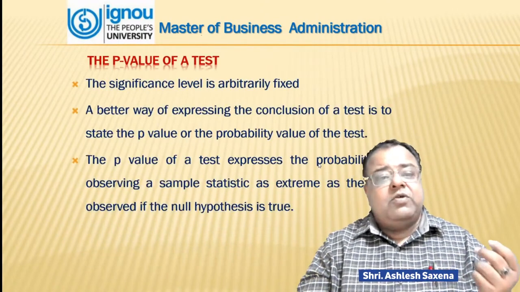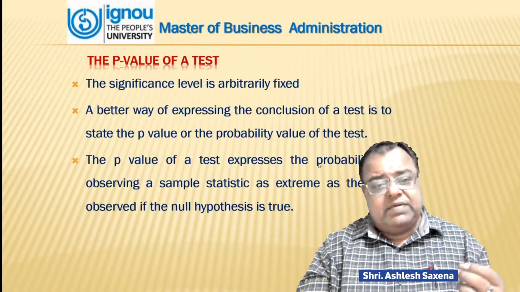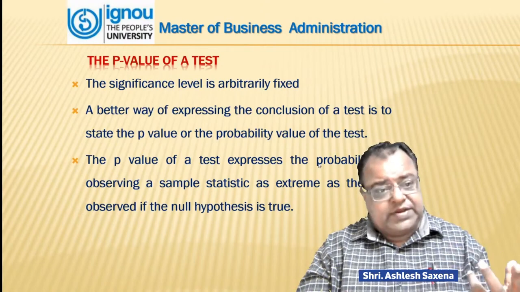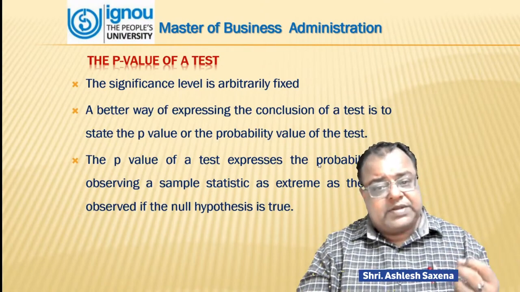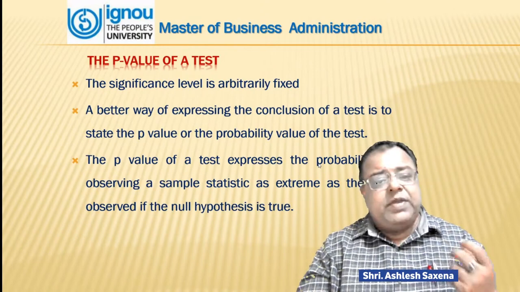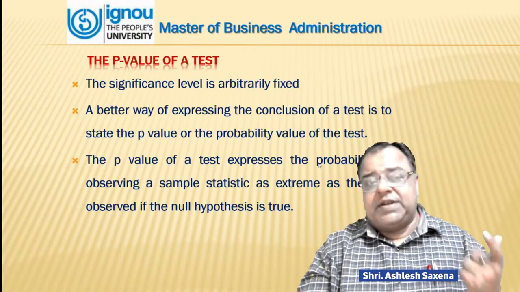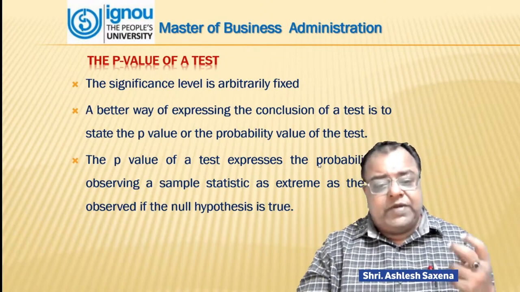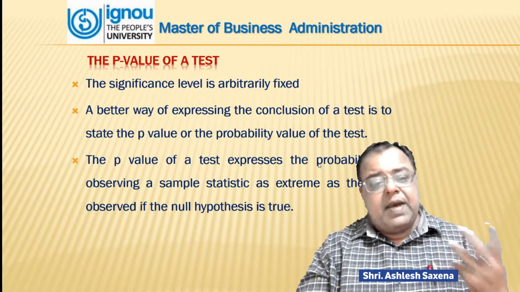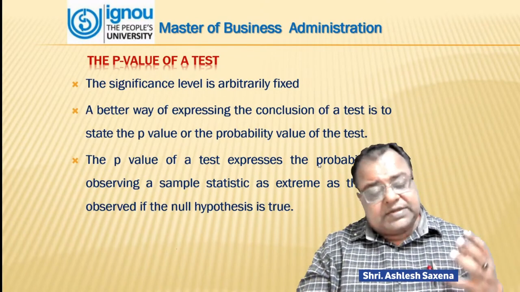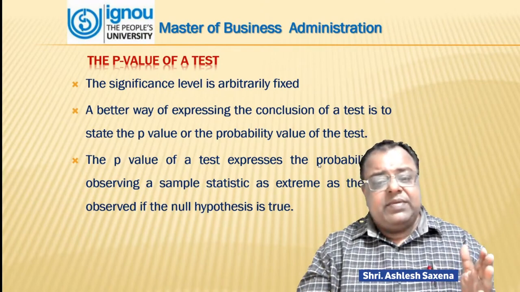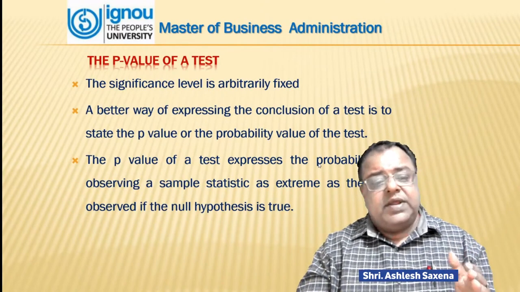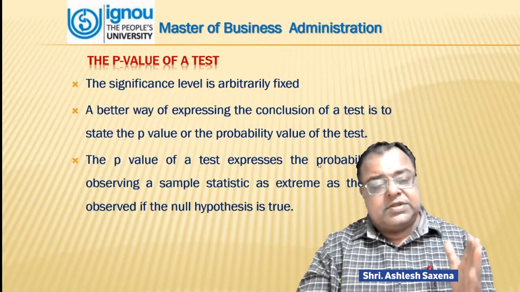What is the p-value of a test? The significance level is arbitrarily fixed. A better way of expressing the conclusion of a test is to state the p-value or the probability value of the test. The p-value of a test expresses the probability of observing a sample statistic as extreme as the one observed if the null hypothesis is true.